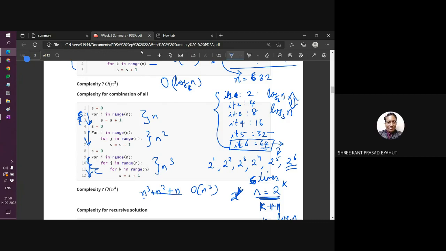Ma'am, where will this complexity be used? Meaning the practical application of time complexity? Okay, let me just give you an example.